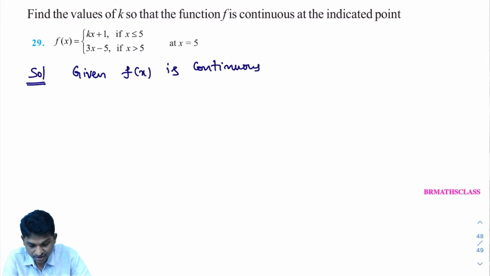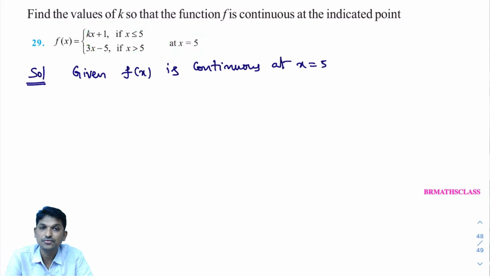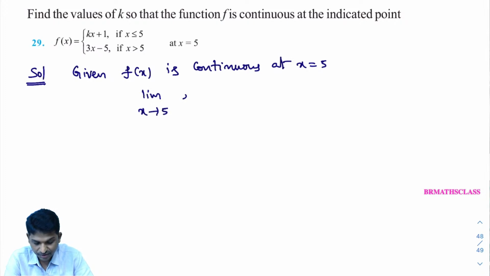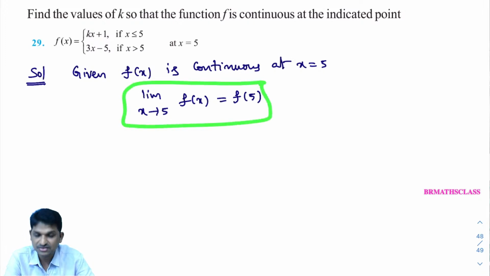f of x is continuous at x equal to 5. This is what they have given. When we say a function is continuous at x equal to 5, what is the hero of this story? The limit as x approaches 5 of f of x equals f of 5. When this holds good, then we say that the function is continuous at x equal to 5.